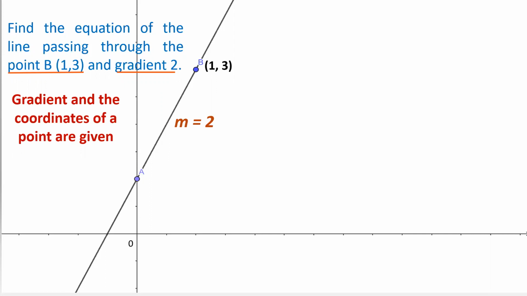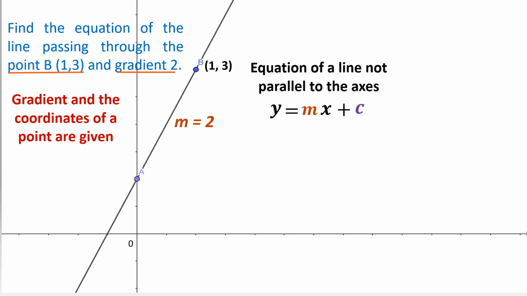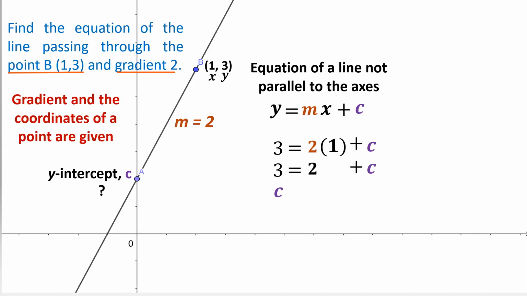We'll observe that the equation of a line not parallel to the axis is given by y is equal to mx plus c. In this case, m is known, but the y-intercept, that is c, is unknown. We can find c by using the coordinates of the point B. Let us label the coordinates by x, y and replace these values in the equation. 3 is equal to 2 multiplied by 1 plus c. This way, we can find the value of c, and in this case, c is equal to 1.